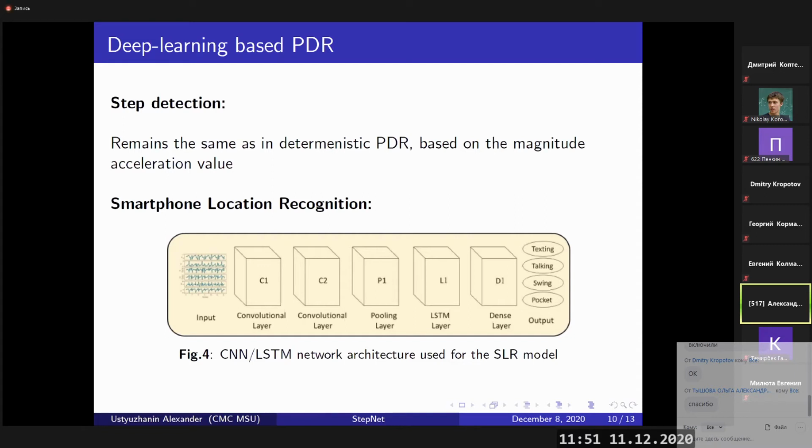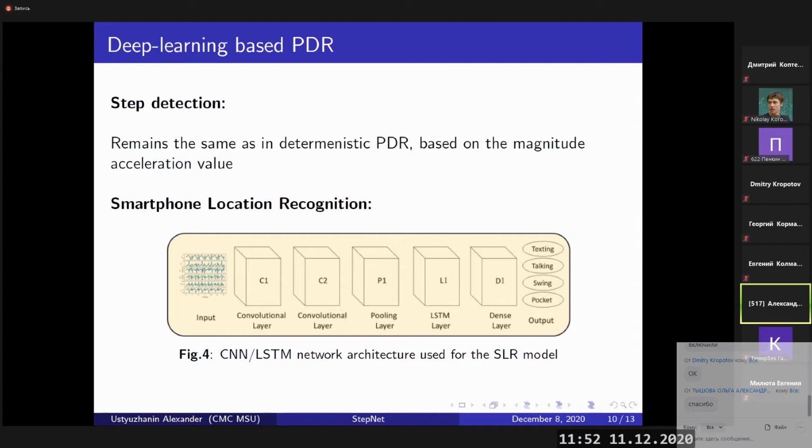This paper proposes four main types of motions. There is texting mode, which means that the device carrier holds the phone normally, like we do while texting. Talking, which means the phone is close to our ear, etc. So they employ a one-dimensional convolutional network and an LSTM in an architecture that combines both of them.